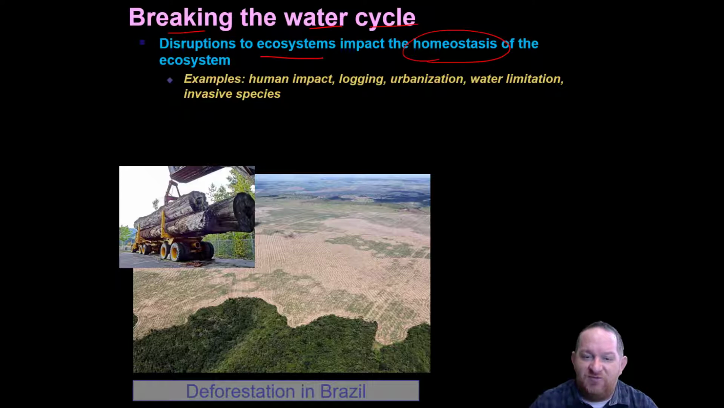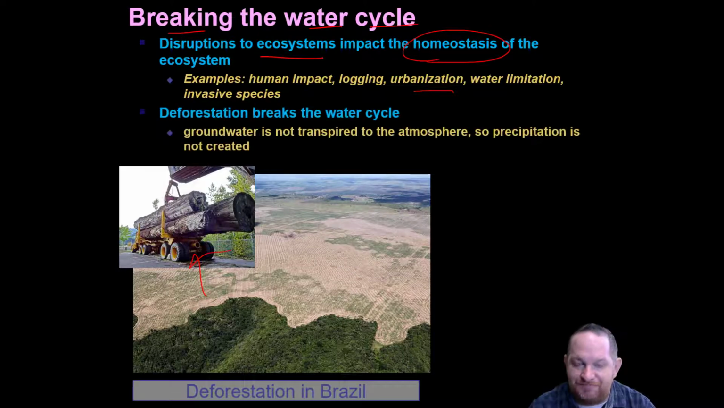So a lot of deforestation is occurring. You can literally see these trees being wiped out, right, for different reasons. And then logging, of course, urbanization, that is more urban sprawl moving out. Invasive species being introduced to a region, taking all the water. These are examples of breaking the water cycle.